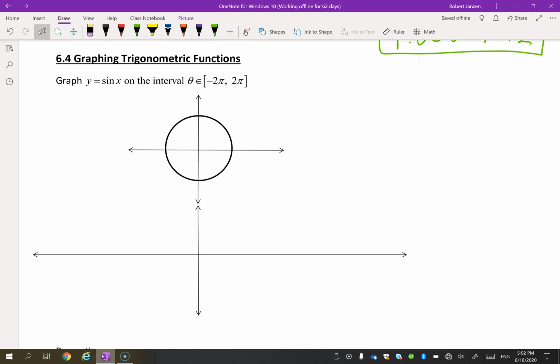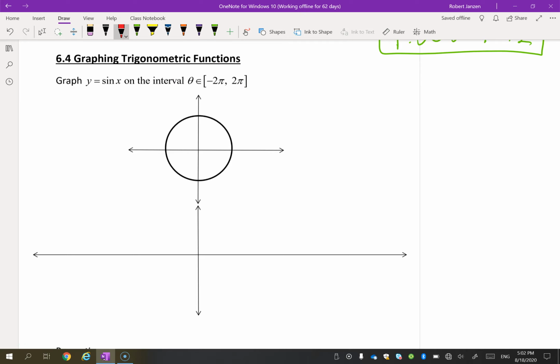Okay, time for a little bit of graphing. We're going to take our trig functions and graph them. What I'm going to do is graph them in radian mode. These graphs could be done exactly the same if they were from negative 360 to 360. They would look the same. You'll see what would be different though.